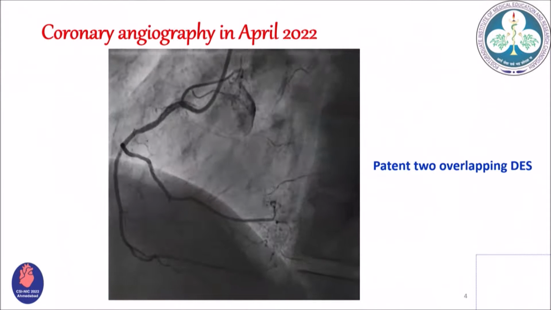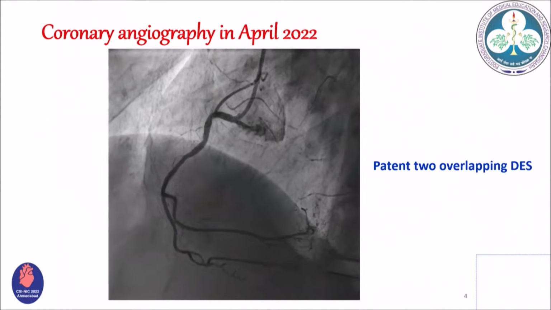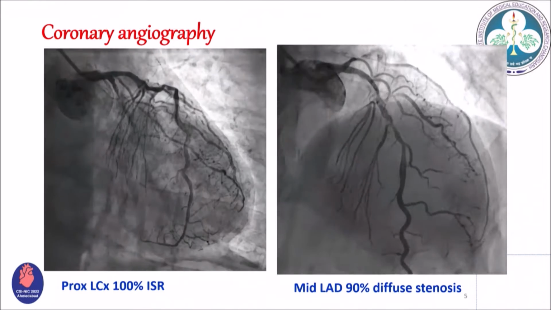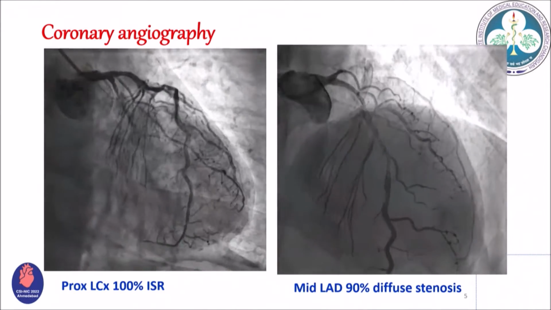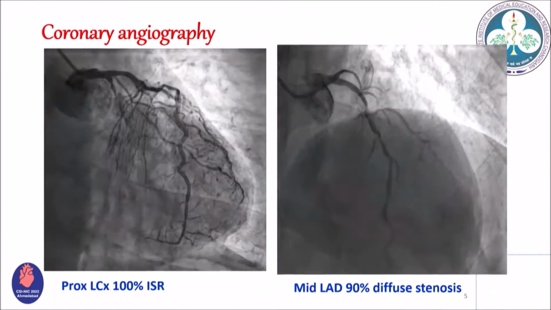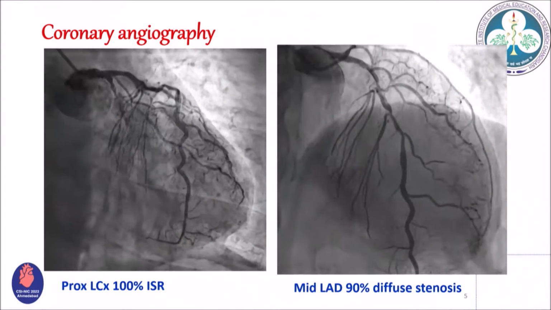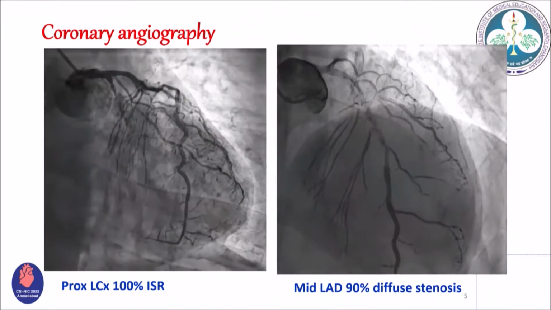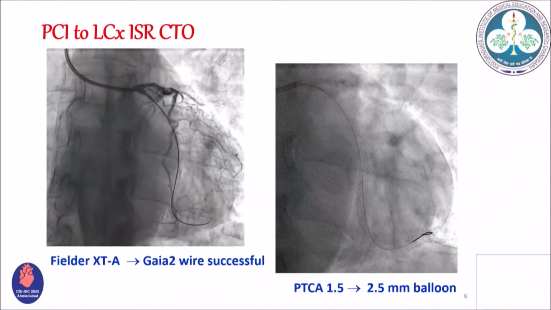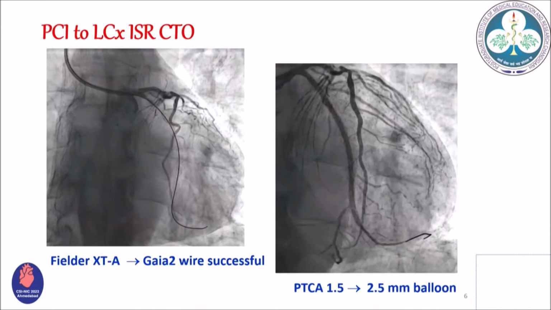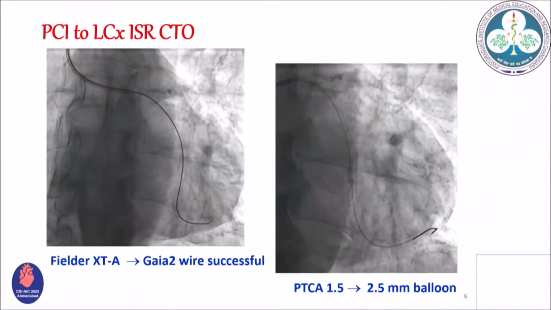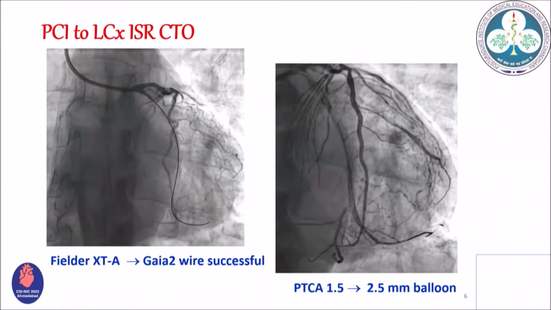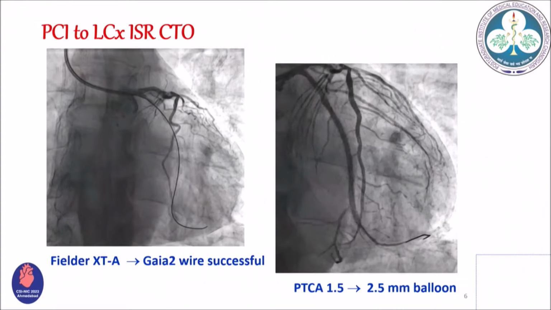RCA stent is patent. Next. And you can very well appreciate the proximal left circumflex has 100% in-stent restenosis with the CTO. The proximal to mid LAD had a 90% diffuse calcified disease. Next. So this particular LCX lesion, which was the CTO and 100% diffuse ISR, was crossed with the Gaia 2 wire successfully, dilated with 1.5 followed by 2.5 millimeter balloon.